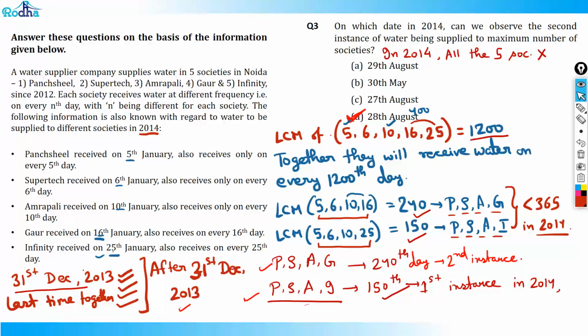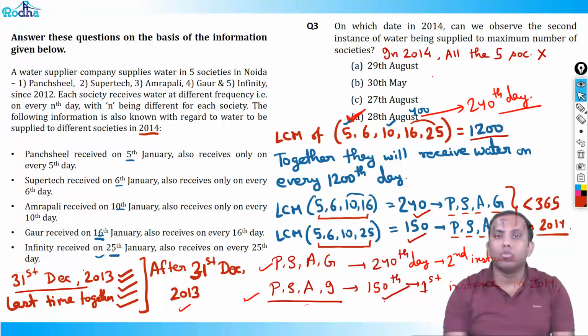You can simply calculate on fingers: January 31, February 28, so 59, then March 31, so 90, like that. So 28th August will be the 240th day, which is the second instance. What is the first instance? The 150th day, right? This is the third question.